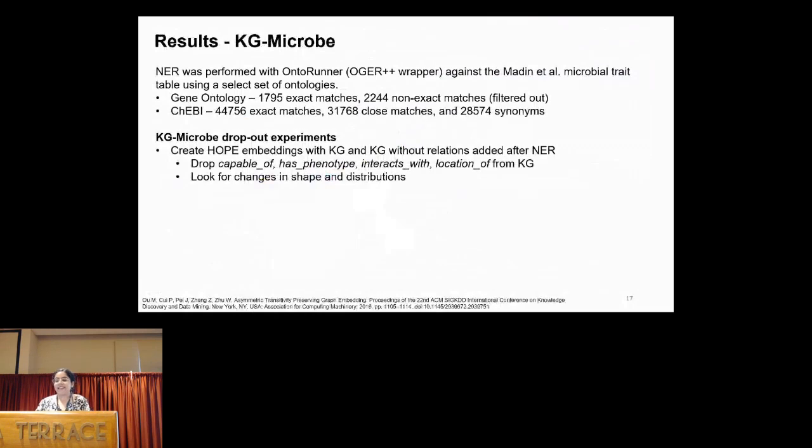And after mapping entities in the table with OntoRunner, we designed knowledge graph dropout experiments based on these named entity recognition results. We also generated graph embeddings using the HOPE algorithm, Disney plots to visualize what the structure of the knowledge graph would look like, and also cosine similarity distributions for positive and negative edges. The dropout experiments were included such that certain relations that were included from the named entity recognition results were dropped from the full knowledge graph to see how it would affect the structure and also the distributions in the resulting knowledge graphs.